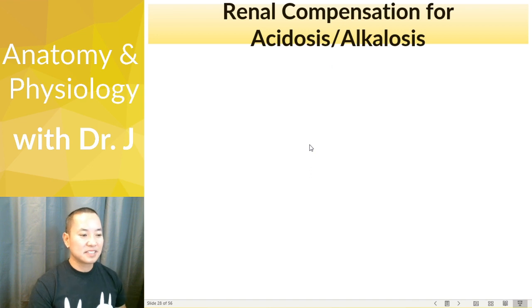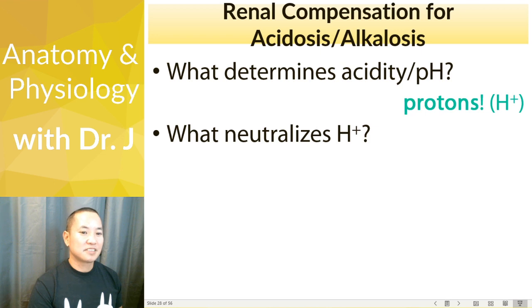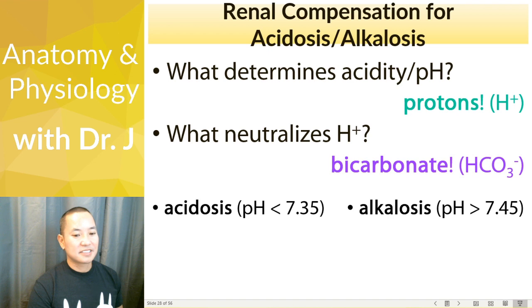Now, renal compensation. Again, compensation can get more tricky, and if you're going into nursing or med school, you definitely have to know about compensatory mechanisms in acid-base balance. But for renal compensation, what determines acidity and pH? Again, protons, right? And what neutralizes the protons and acid? Bicarbonate. So this is why your book has a very broad range for urine. It doesn't say that there's a typical normal range.